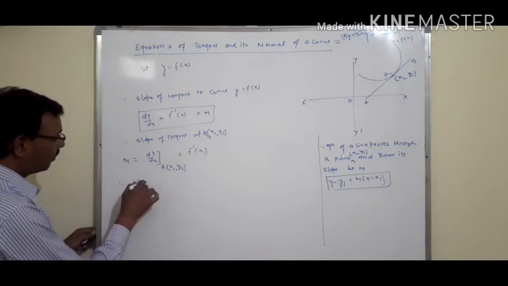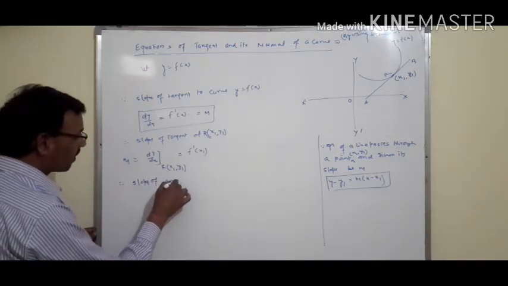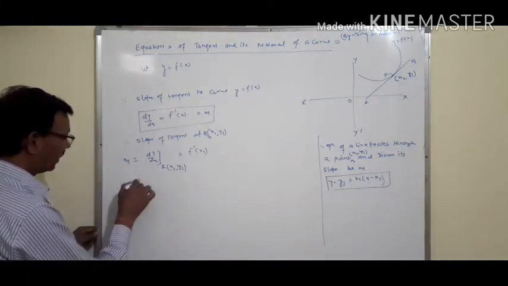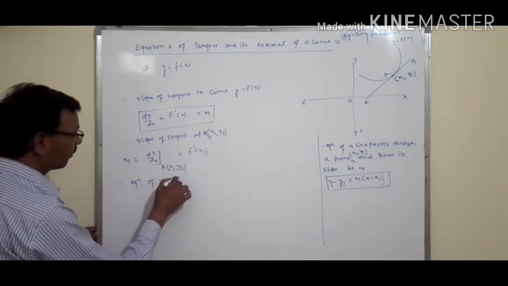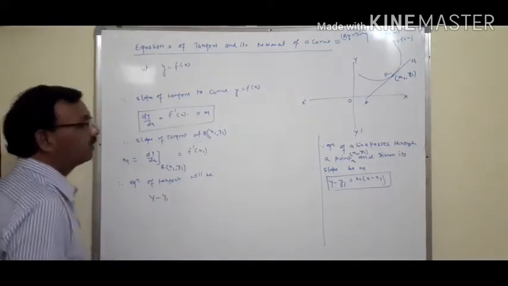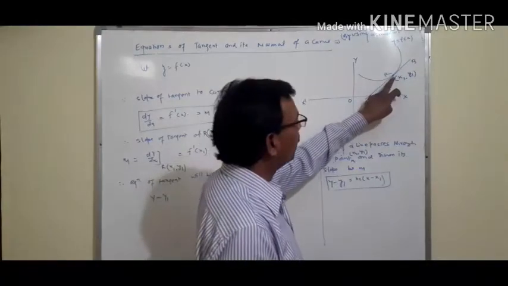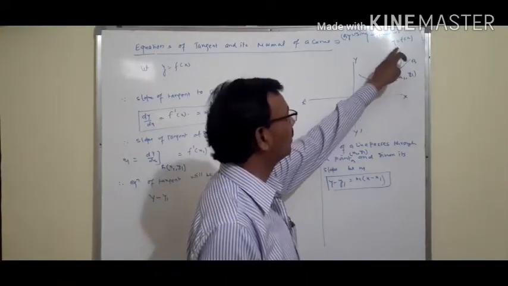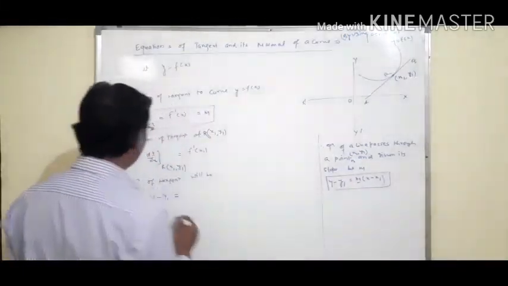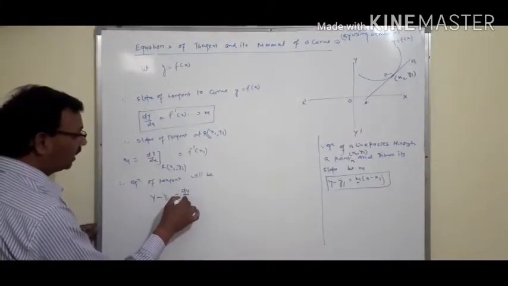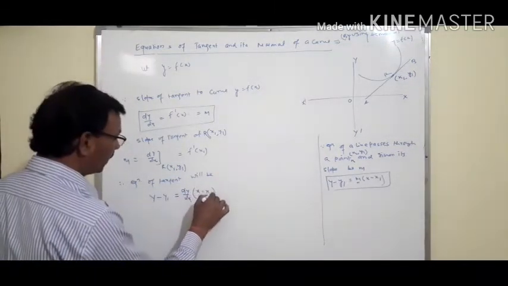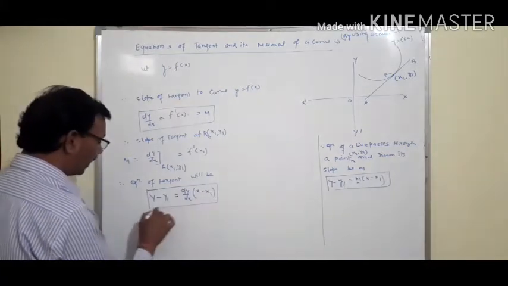Therefore, equation of tangent will be y minus y1, because this tangent is drawn at the point R whose coordinates are x1 y1 of this curve, y minus y1 equal to, in place of m we can write dy upon dx, into x minus x1. This is the equation of tangent.